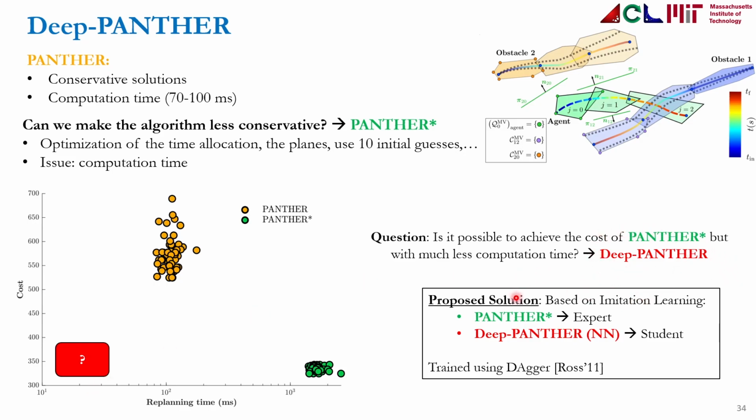So the proposed solution to attempt this is based on imitation learning. Here, Panther star will be the expert, which is this green dots over here, and then Deep-PANTHER, which is the neural network, will be the student. And this is something that we train using the dataset aggregation algorithm.